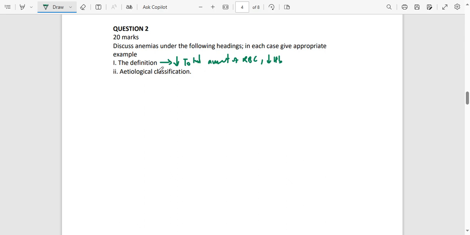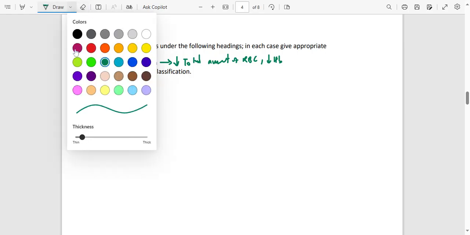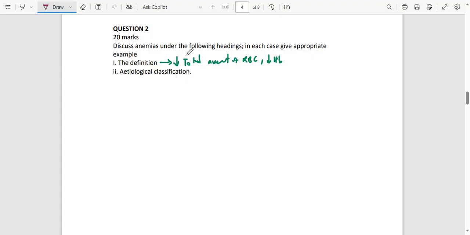And then let's go to the etiological classification. How can we classify anemias based on their causes? So anemia is a condition in which there is a reduction in the total amount of red blood cells or reduction in hemoglobin, which reduces oxygen delivery to tissue.